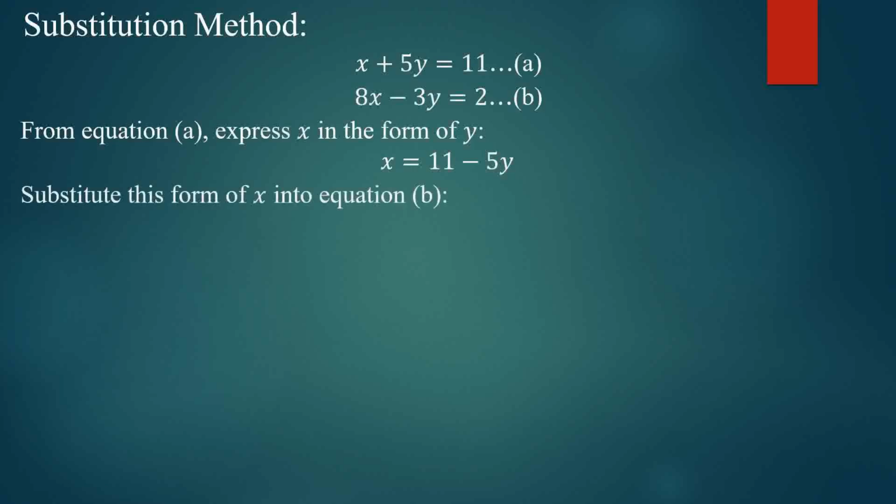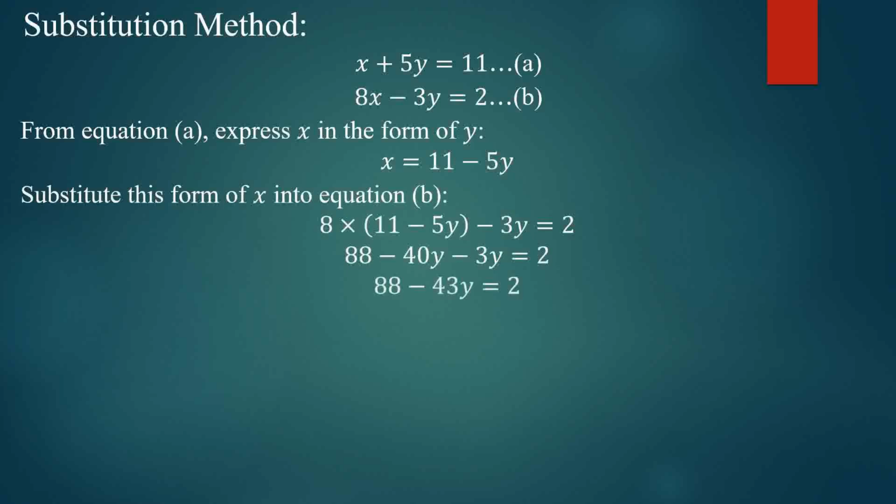We then substitute this form of x into equation B so that we get 8 multiplied by 11 minus 5y, minus 3y equals 2. In the next step, we remove the bracket to get 88 minus 40y minus 3y equals 2. Then we perform the required mathematical operations to get 88 minus 43y equals 2, so that minus 43y equals 2 minus 88. That in the next step becomes minus 43y equals negative 86.